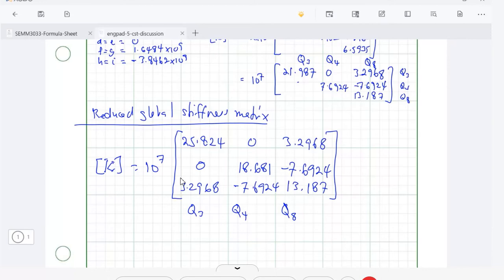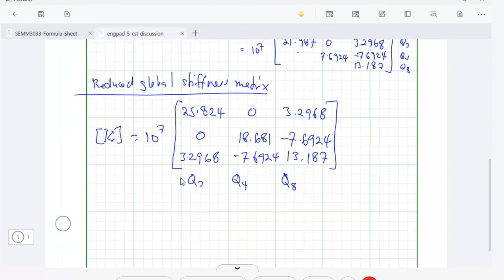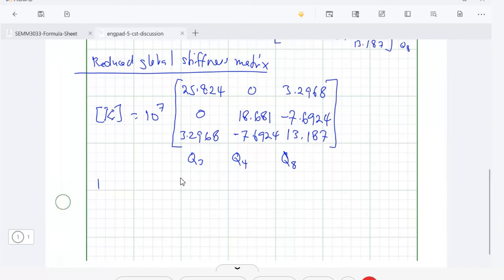So what's the next thing to do? If you read the question, it asks for the force: assemble the reduced global stiffness matrix for the whole structure. Done. Calculate the load at relevant nodes and assemble the global force vector. Ooh, how do we do this? So the next thing is our force vector. So where is our force?